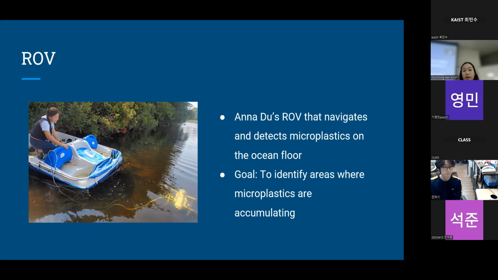We can take a look at the example here of an ROV created by Anna Du, a 12-year-old student, at the time of creation. It has functionalities of navigation and detection. It navigates through the ocean floor and it actually detects microplastics on the ocean floor. And the primary purpose of this ROV is to identify areas where microplastics are accumulating.